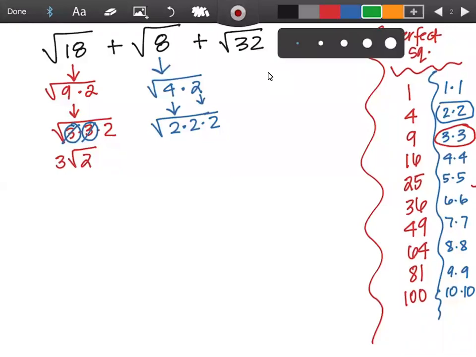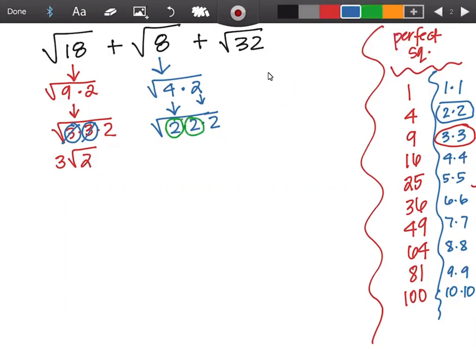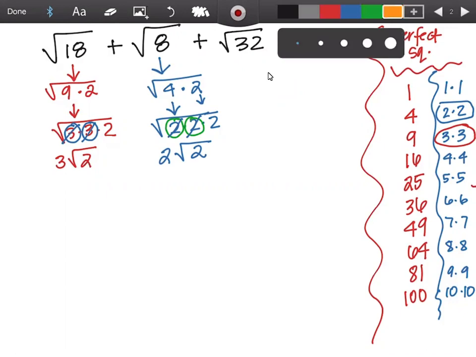Now we are going to look for pairs. We have a pair here, and we're going to take one of those numbers. I like to mark them out, put it outside of the house, and then the number that's left over stays inside. So 2 times the square root of 2 is the most simple version of the square root of 8. And then lastly, let's do the square root of 32.